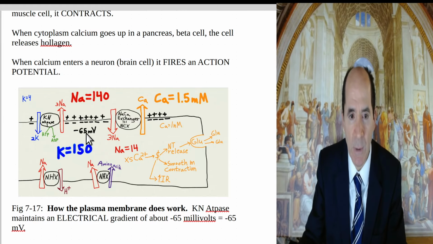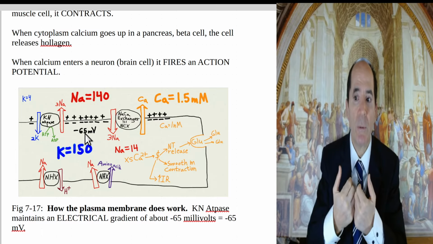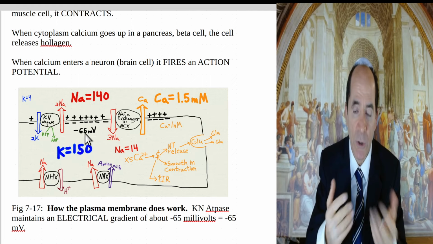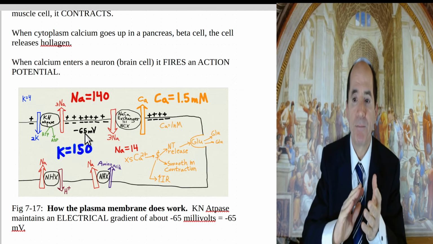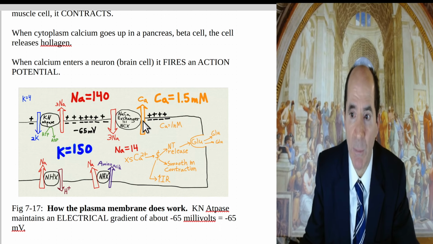Sodium also wants to come into the cell because inside the cell, the cytoplasm is negatively charged, negative 65 millivolts. And so that means if you were to bring sodium into the cell, it'll voluntarily want to rush into the cell. You can couple that movement to pumping something out. And that's how you pump calcium outside of the cell.